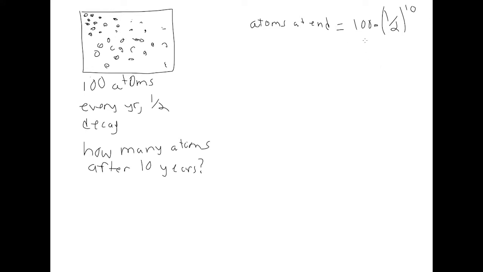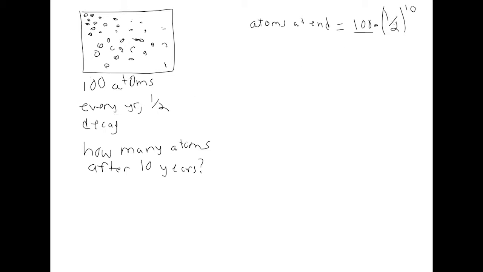Okay, so let's think about why this works. 100 is our initial amount of atoms, right? So we have 100 atoms at first, right? Now when we multiply this by 1/2 once, we're going to find out how many atoms there are after 1 year, right? Because every year, 1/2 of them are gone. So only 1/2 of them will remain after 1 year.